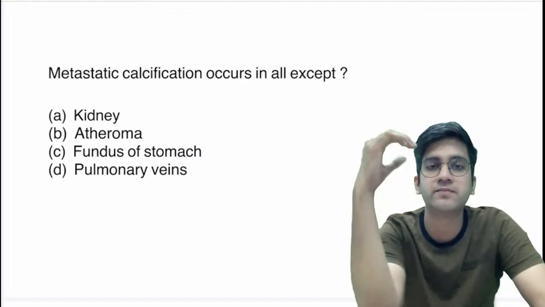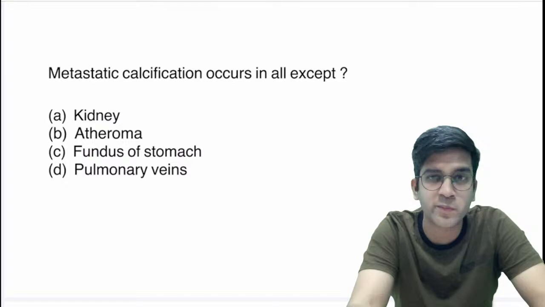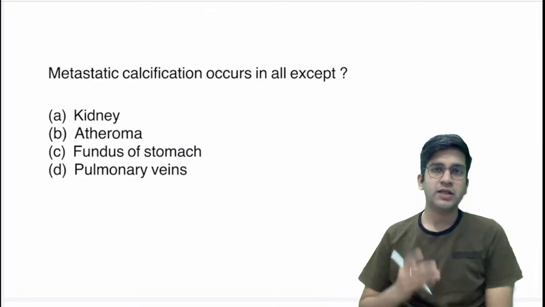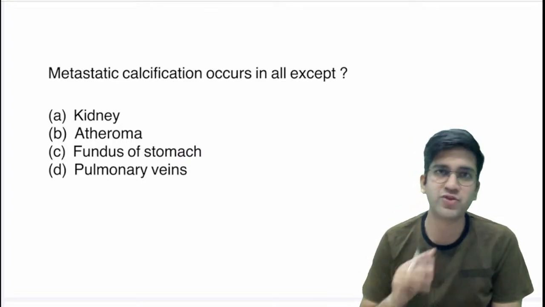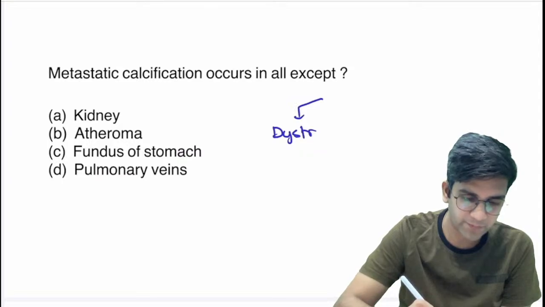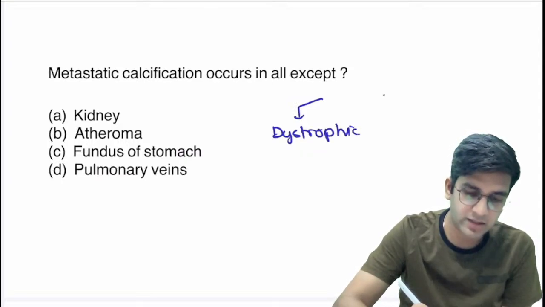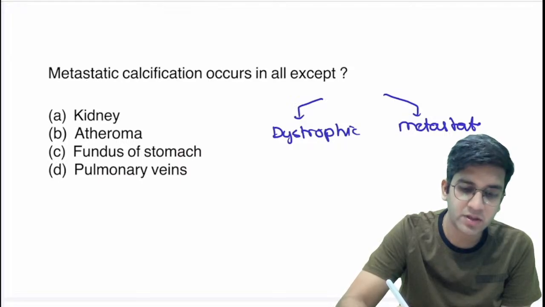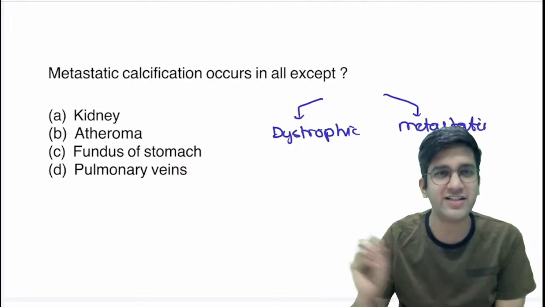It's a simple one. I'm sure you guys know the right answer. Okay, Chandu started B, B, B. There are two types of calcification, right? I'm sure you guys know that. We have two major types, dystrophic and metastatic, right? How to remember which comes under what is very, very simple.